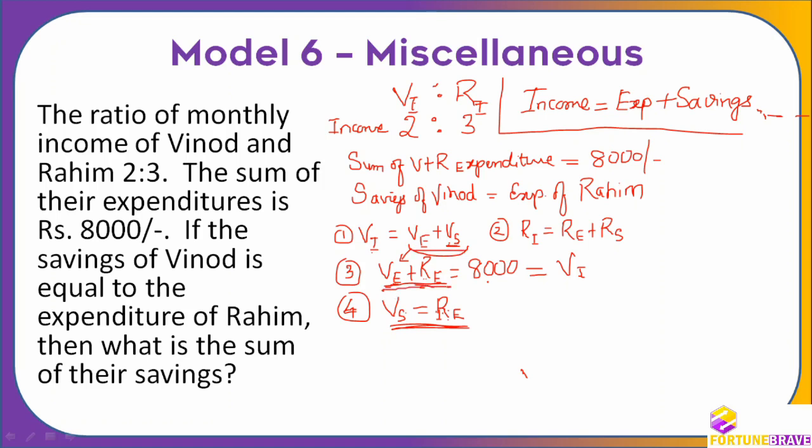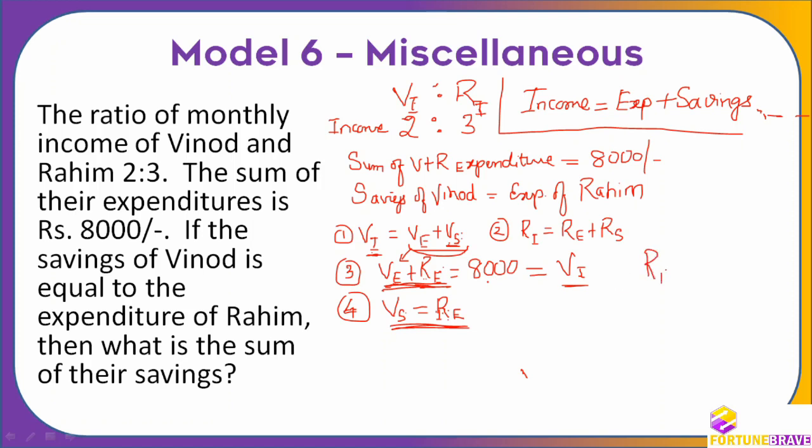This and these are equal. Right or wrong? Vinod's expenditure and Rahim's expenditure being the same, these are equal. So Vinod's income is equal to 8,000 rupees. So if Vinod's income is 8,000, what is Rahim's income? Rahim's income you can directly find out now.